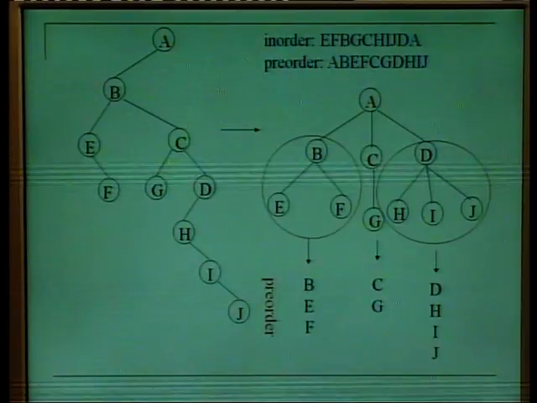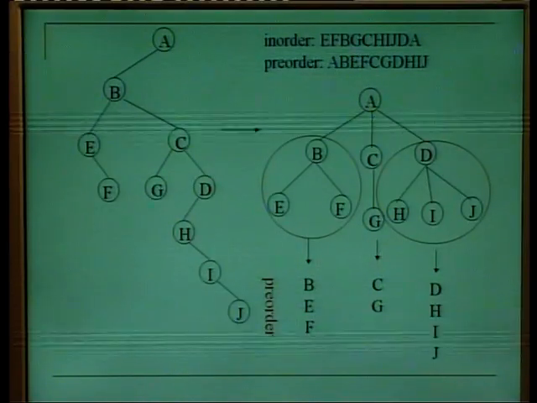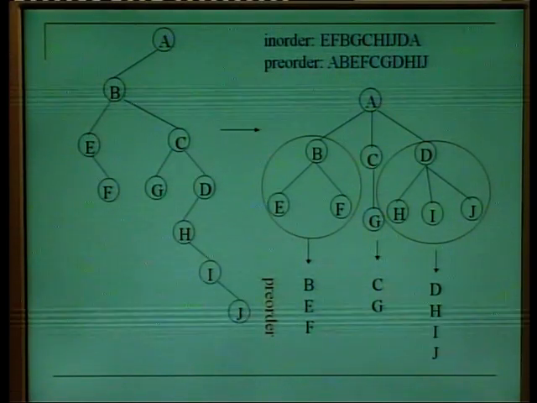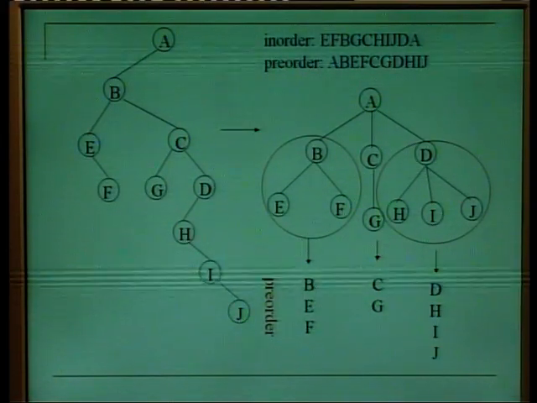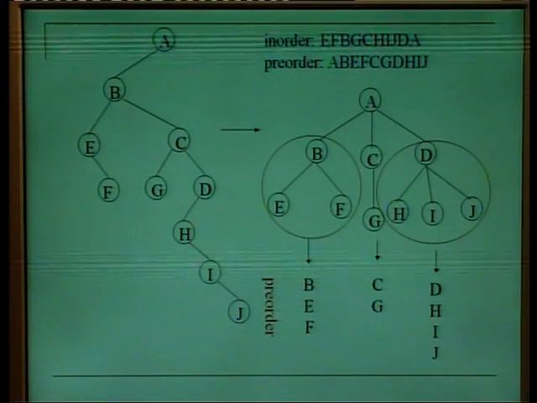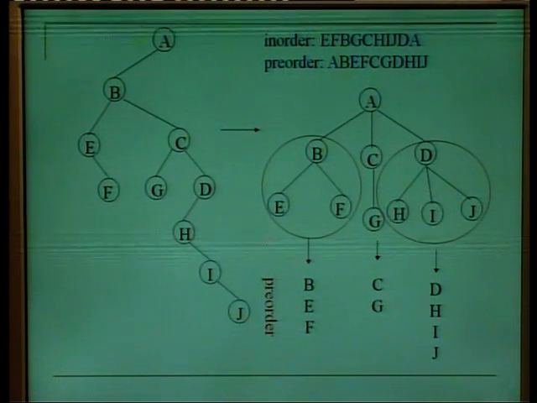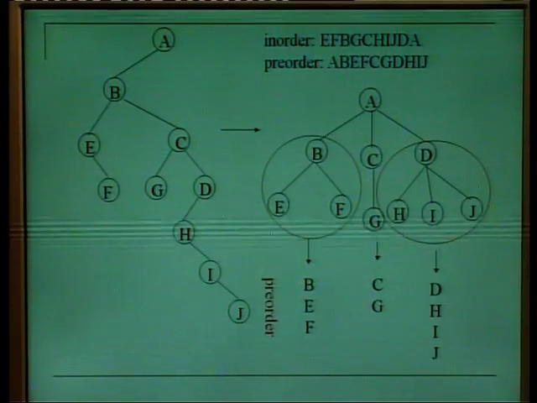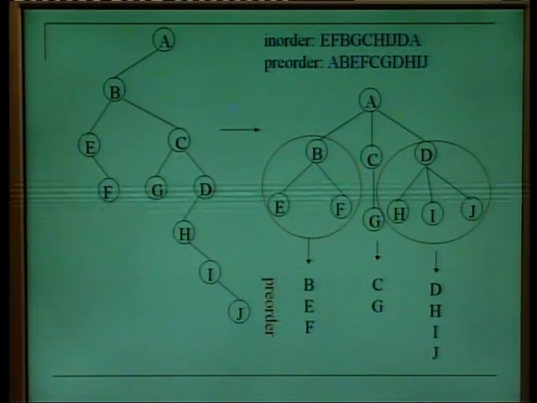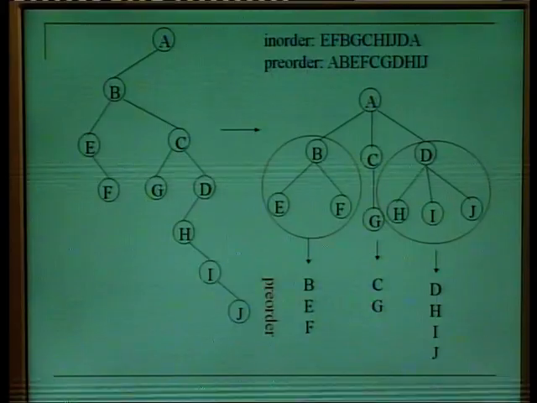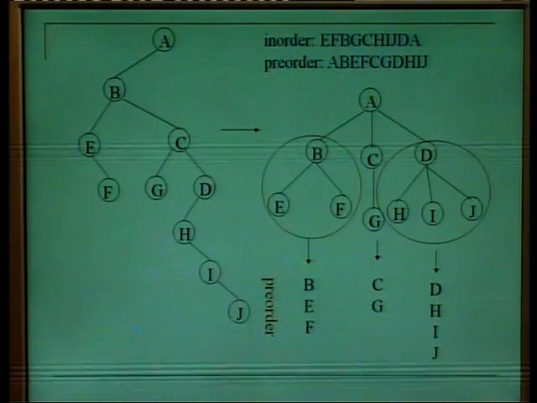And in the last one, D has a root subtree, so first comes D, that is the root of the tree, then H, I, J. So the complete pre-order traversal sequence of this tree becomes A, B, E, F, C, G, D, H, I and J. And the in-order traversal for this tree becomes E, F, B, G, C, H, I, J, D, A. As in every tree in in-order traversal, the root comes in the center, and the left and right subtrees or leaf nodes come on either side.